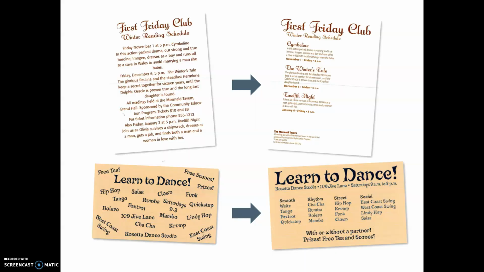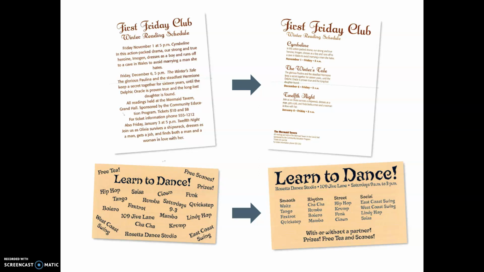So if you look at these two revisions, on the left side is the original version, and on the right side is the revised version. And you can see how the person who revised the information is using white space, or space where there is no writing or image, to combine information that is related to make it easier to read.